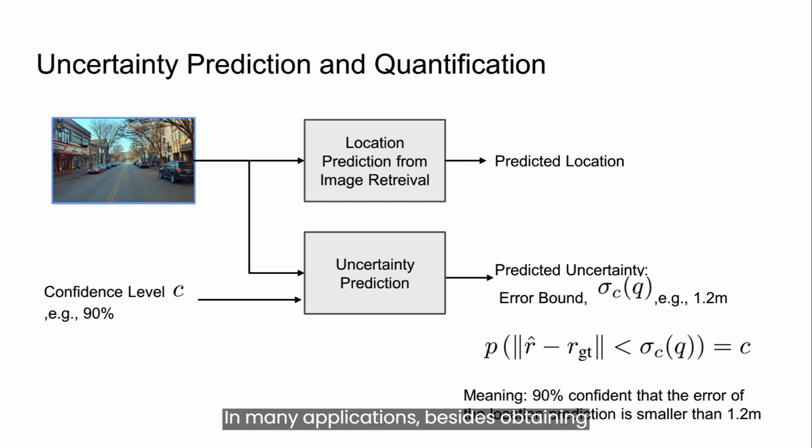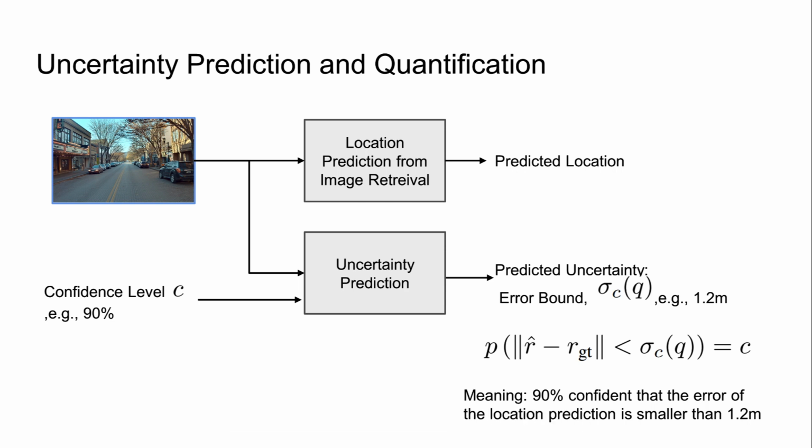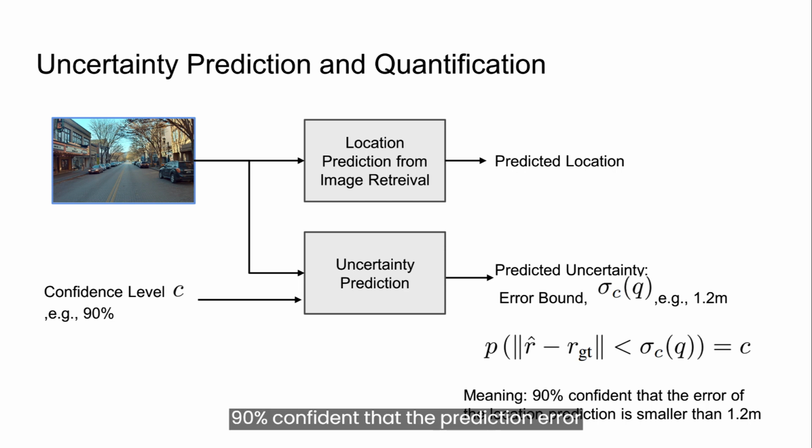In many applications, besides obtaining good prediction, it is also important to obtain an accurate uncertainty quantification of the prediction. This is the focus of our paper. For a specified confidence level, for example 90%, our uncertainty prediction model will output an error bound, for example 1.2 meter. This means that the model is 90% confident that the prediction error is smaller than 1.2 meter.